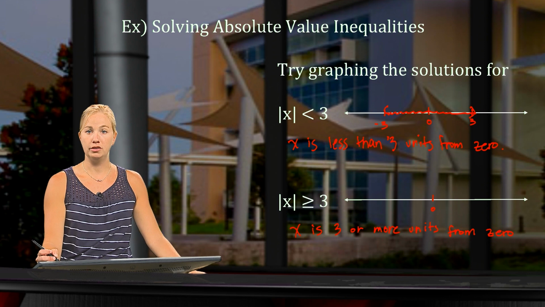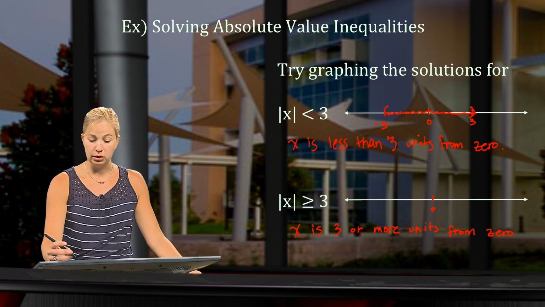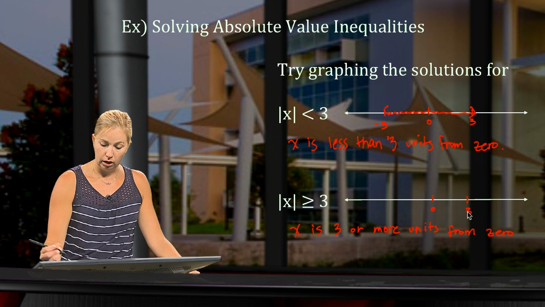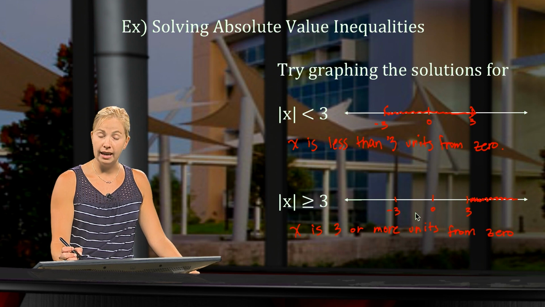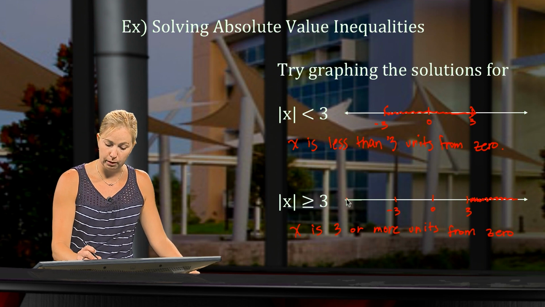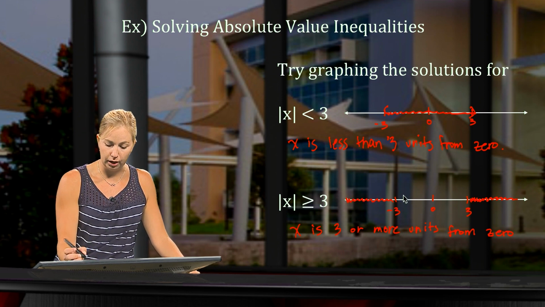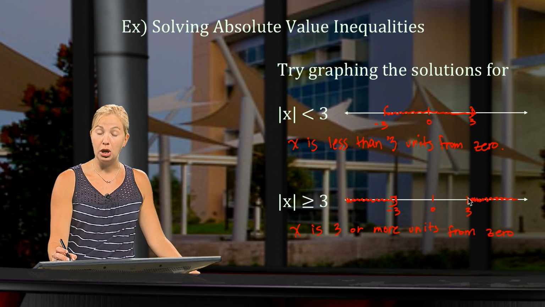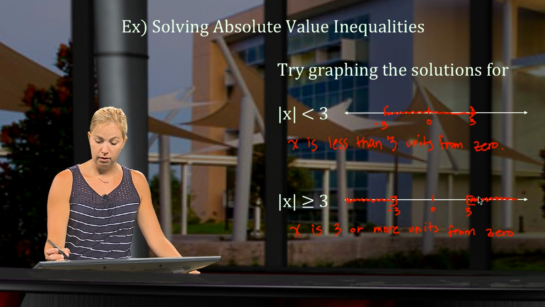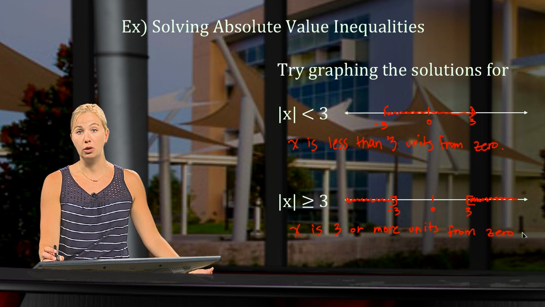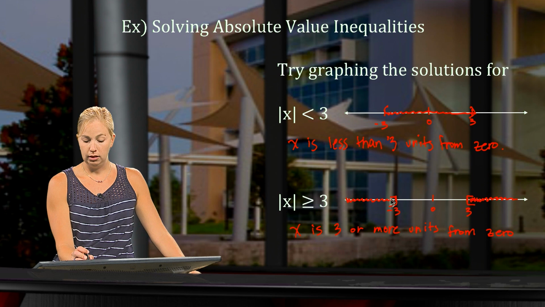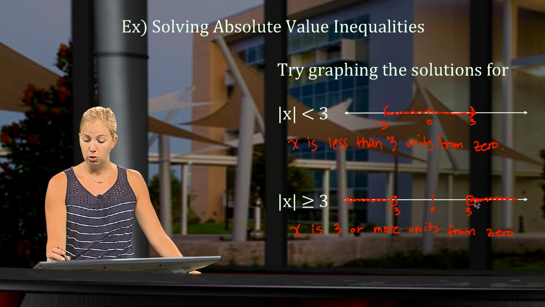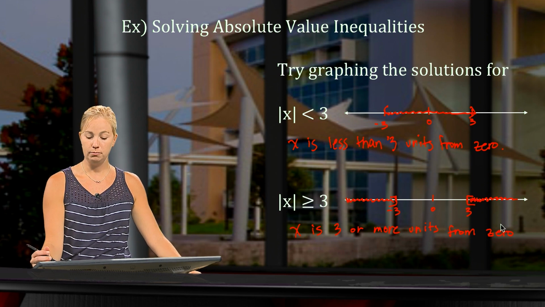So here's our value of 0. If I'm more than 3 units from 0, here's +3. I'm going to be to the right of that. If this is -3 and I'm more than 3 units from 0, I'm going to be to the left of -3. And in this example, we are including our endpoints because we're saying that x is 3 or more units from 0. So again, my value of x lives in this shaded region here or this shaded region here.